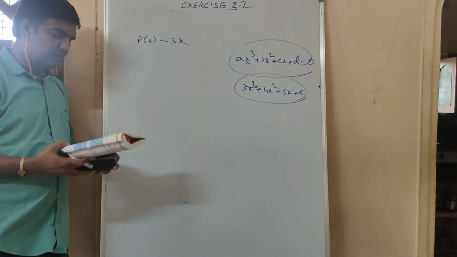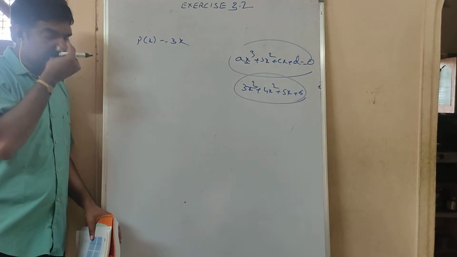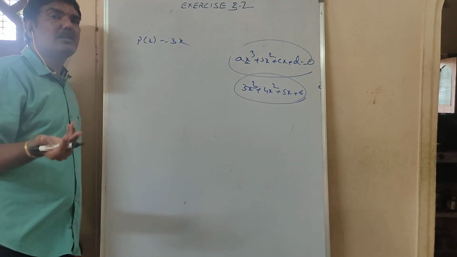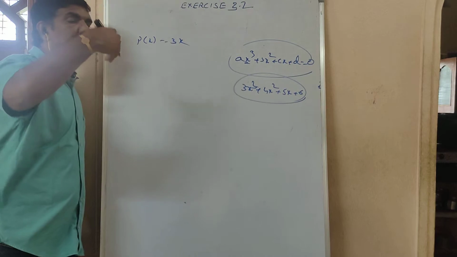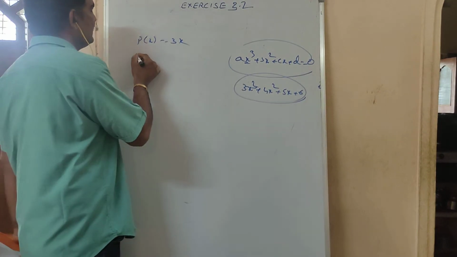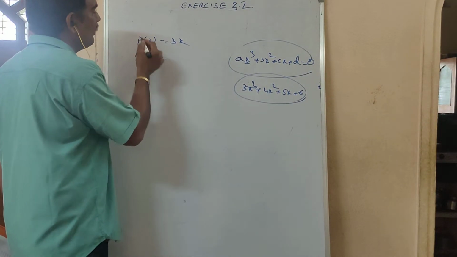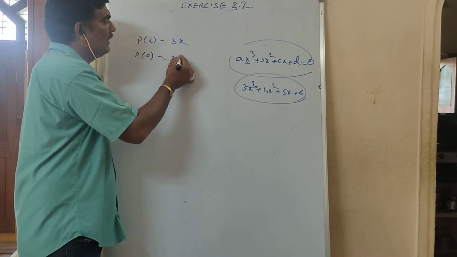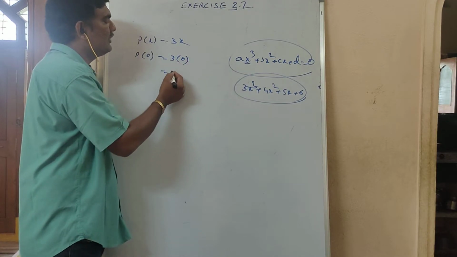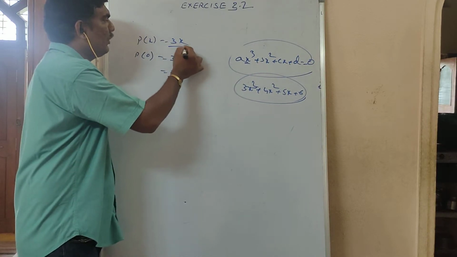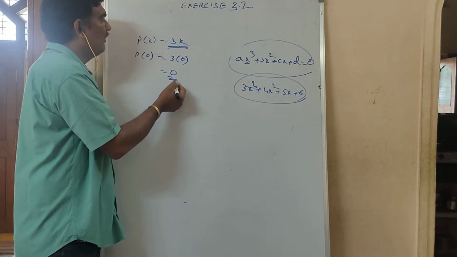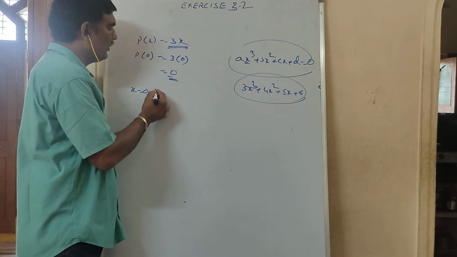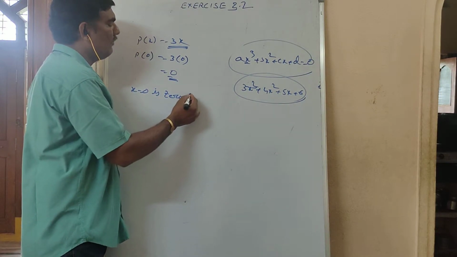How to find the zero of the polynomial? What is the zero of the polynomial? What did I tell you? In place of x, which value you have to substitute to make the entire polynomial 0. I am trying to write the p of 0 value. In place of x, what am I substituting? 0. On the right side also, in place of x, write 0. 3 into 0 is 0. So the entire polynomial becomes 0 when the value of x is 0. That means x is equal to 0 is the zero of the polynomial.